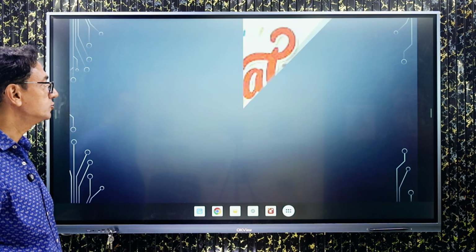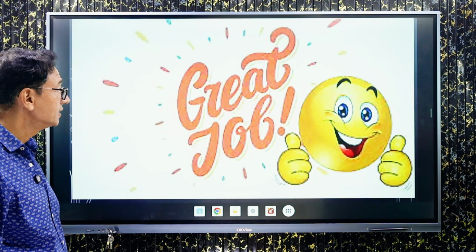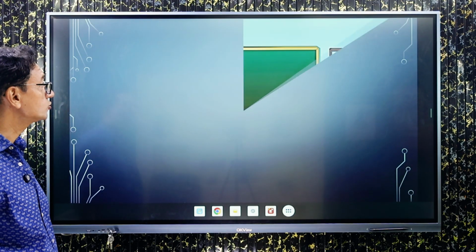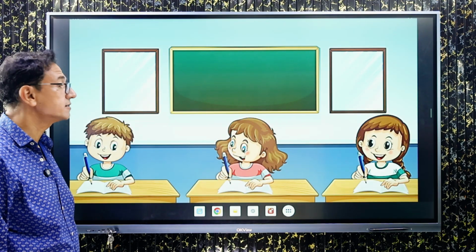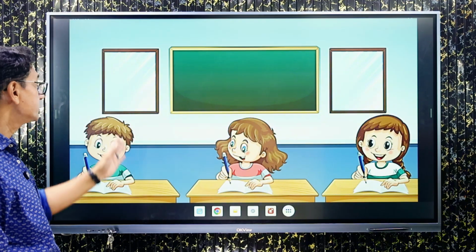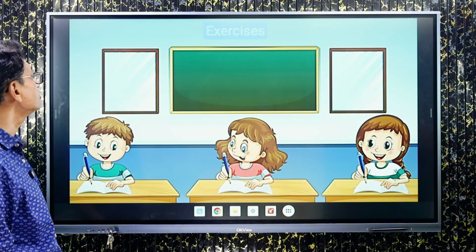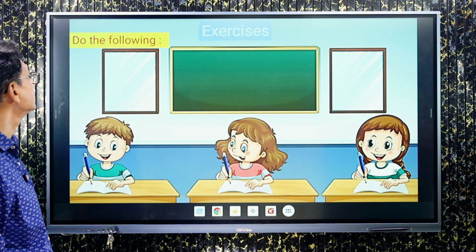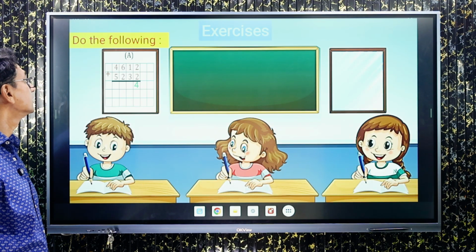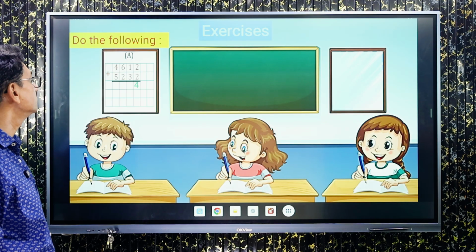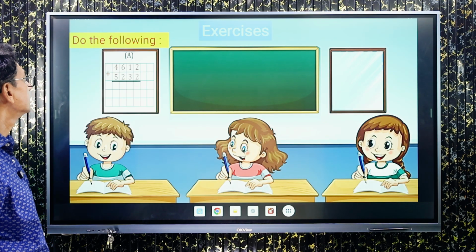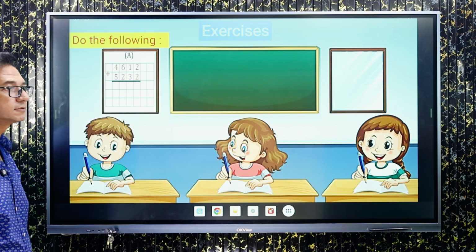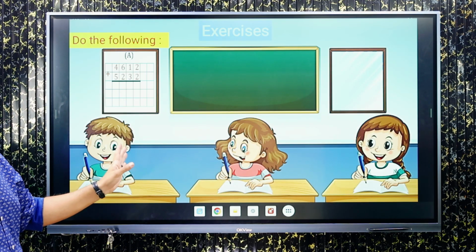Now hold your pen and try to solve these exercises yourselves. Okay? Try to solve and then check your answers. This is very easy.